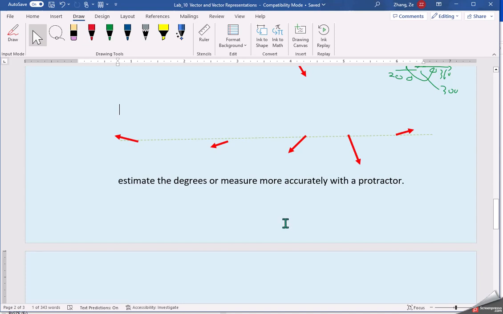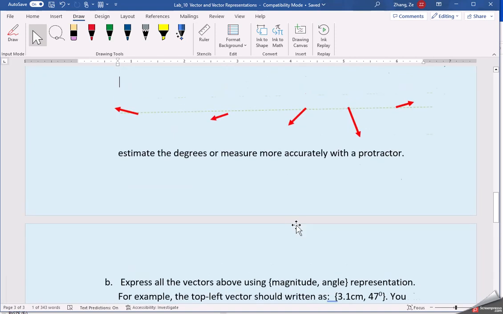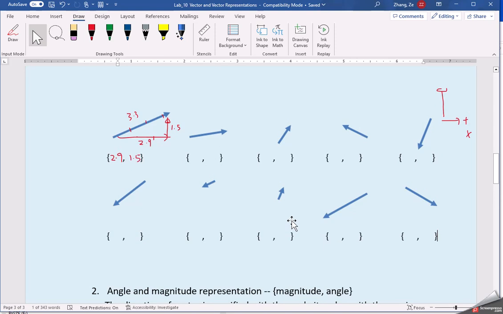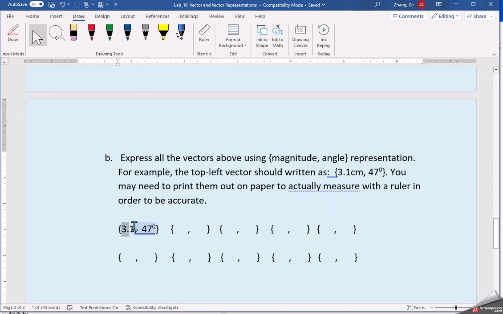And this is actually an easy lab, and very, very important. In the lab, we will convert between this representation and this component representation. So this is the component representation, and this one is the magnitude and direction representation, which means you have a magnitude and an angle. All right.